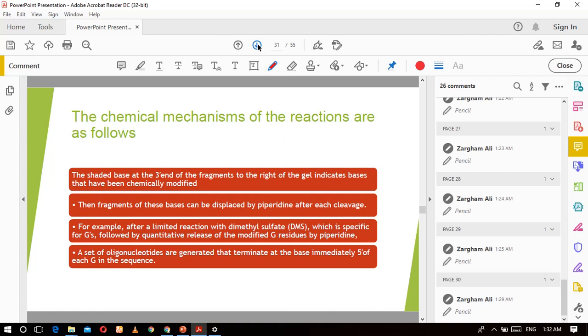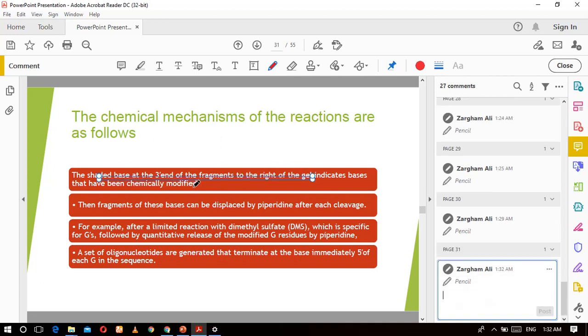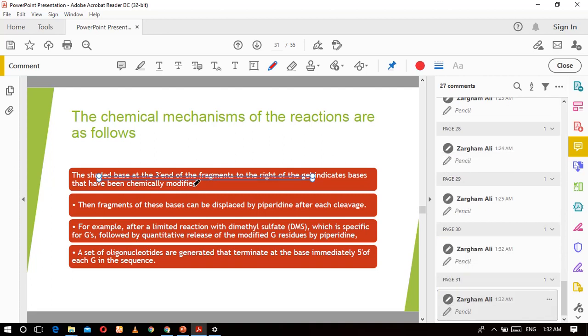The chemical mechanism of the reaction is as follows. The shaded bases at the C prime end of the fragment to the right of the gel indicate bases that have been chemically modified. Those bases which are chemically modified were existing on the C prime end. Then fragments of these bases can be displayed by piperidine after each cleavage. Cleavage is generated by piperidine and it generates different fragments.